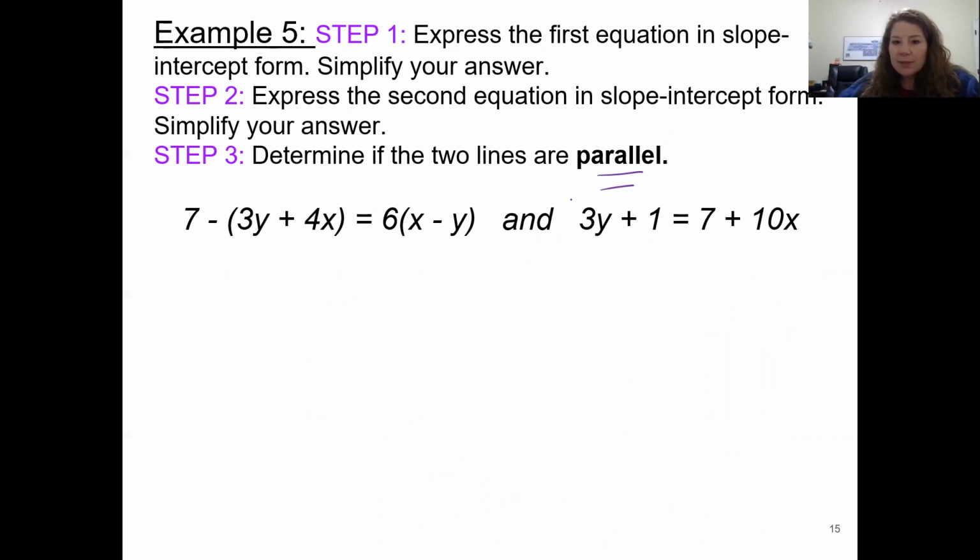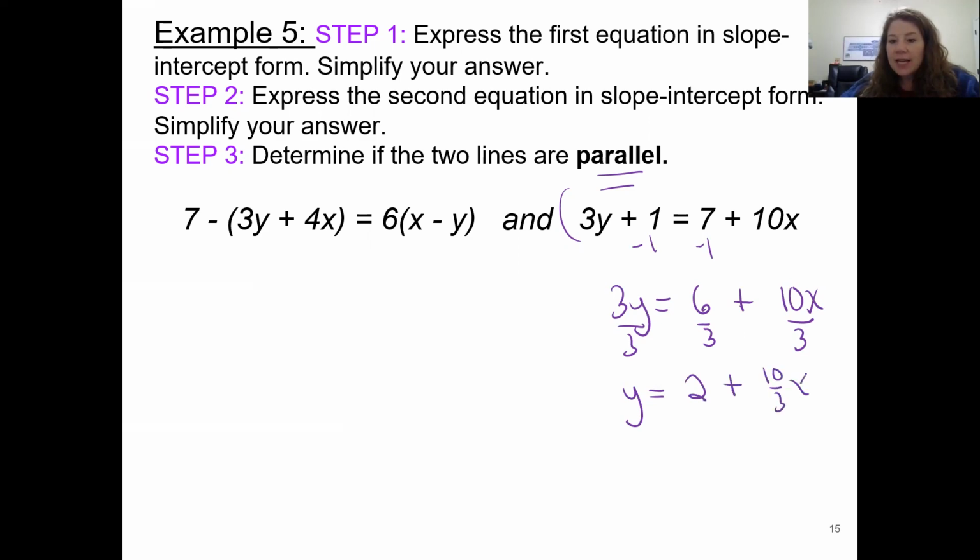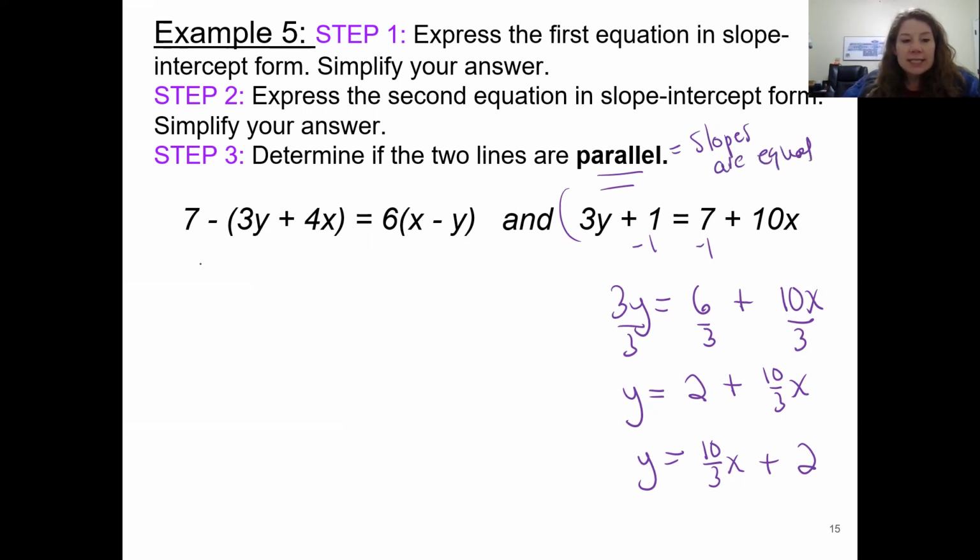So I'm going to start with the easy one on this side. So I'm going to subtract 1 from both sides first. So I have 3y is equal to 6 plus 10x. And then I'm going to divide every single term by 3. So I have y equals 2 plus 10/3 x, or if we want to have our x first, there's that one. Now this time, remember parallel, that means the slopes are the same. Slopes are equal. So if y'all already done it, let's see what you got.